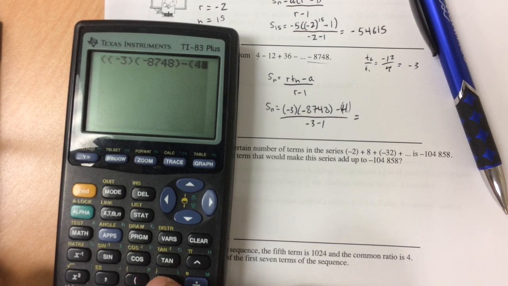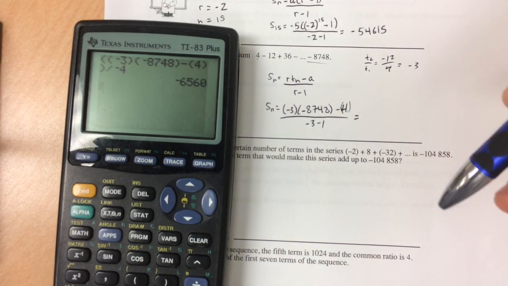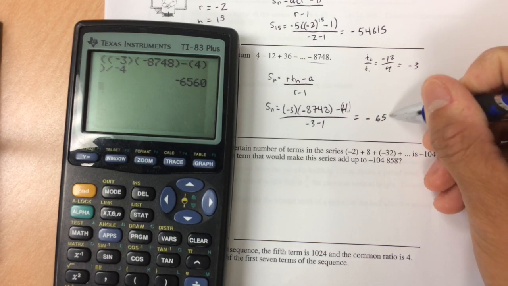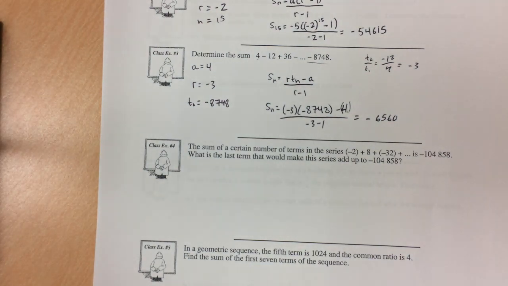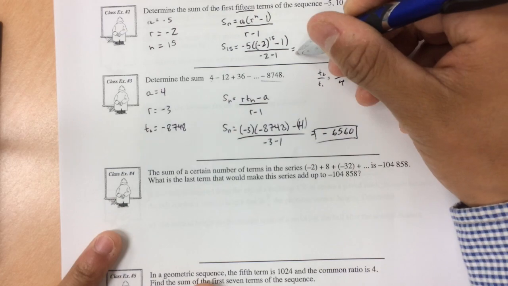Minus 4, divided by negative 4. So negative 6,560. So if I add up all the terms, they're going to equal this.